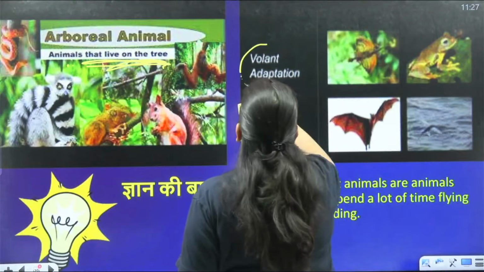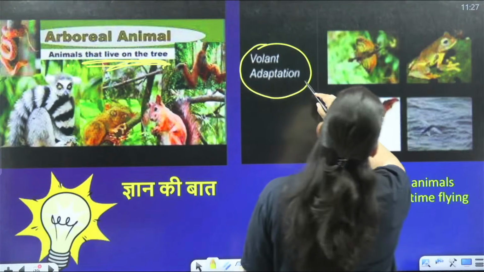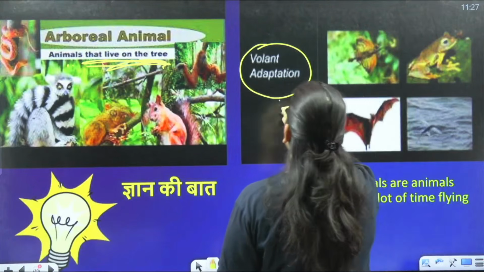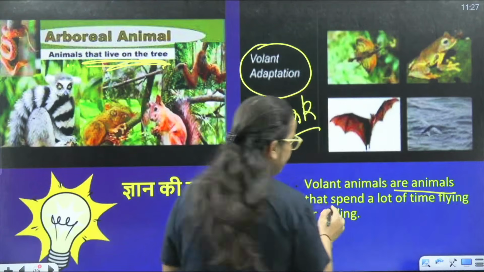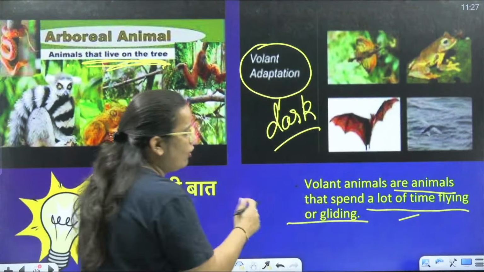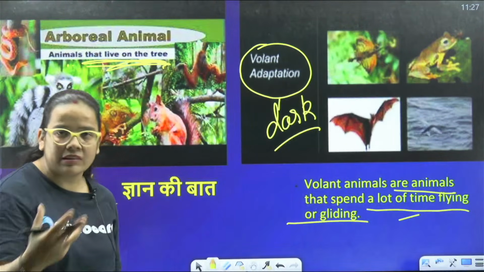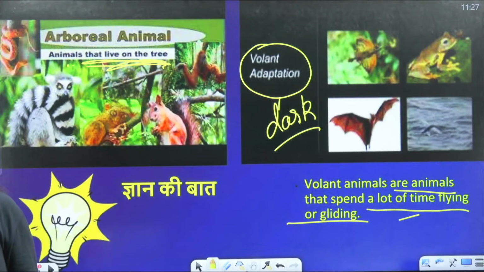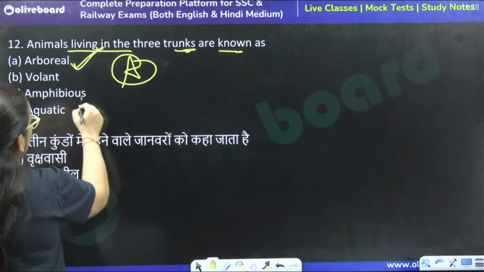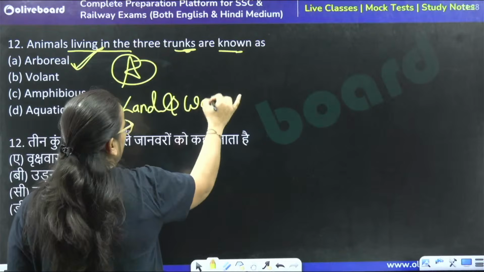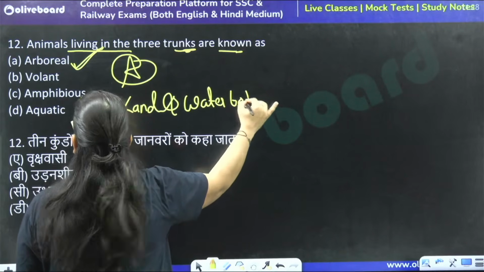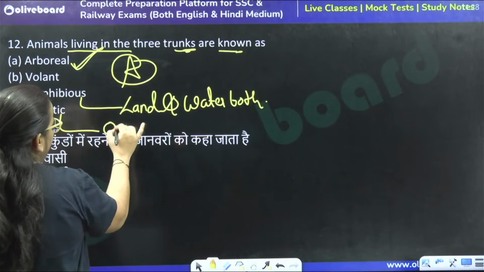Then, what is a volant animal? A volant animal is basically an animal that spends a lot of time flying or gliding. Now amphibious, as we already know, is an animal that can live on land and in water, both. Aquatic is only water.